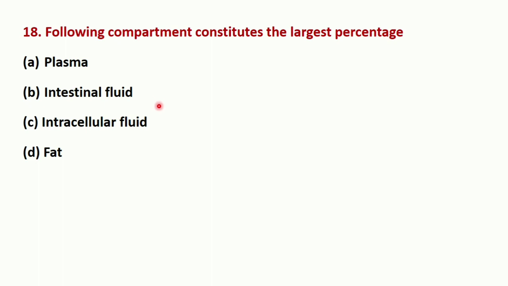And the next is: the following compartment constitutes the largest percentage. So which compartment has the largest percentage in the body? That is plasma, interstitial fluid, intracellular fluid and fat. You know that plasma is in the blood. Nearly 5 liters of blood is present in a normal adult.